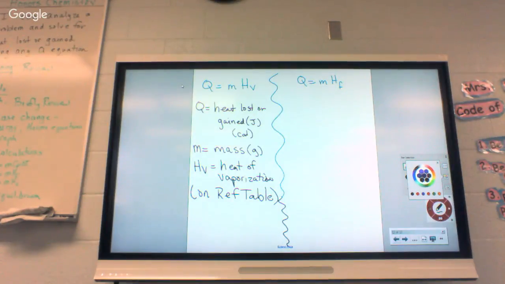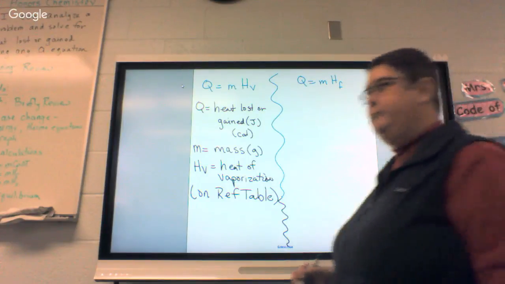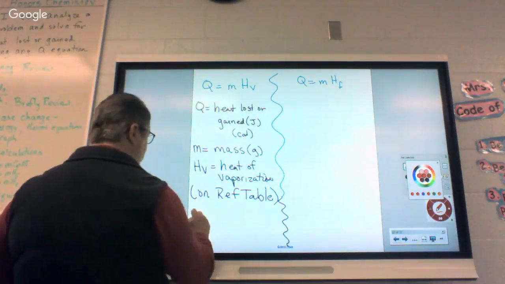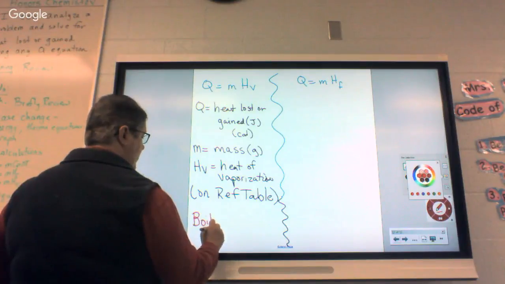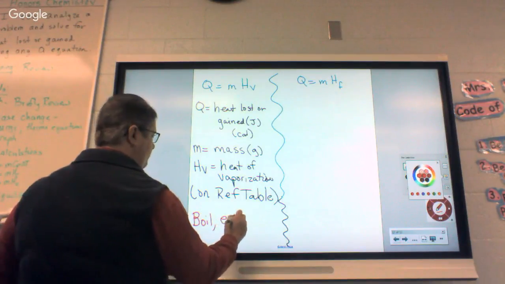So if you read a question that talks about Q, you either have specific heat, heat of fusion, or heat of vaporization. So it's going to be one of those numbers in that table. Narrowed it right down for you. Okay? So if you read a question that has Q in it, what are the keywords that are going to say to me, oh, I need to use heat of vaporization? Does it say boil? Or evaporate.